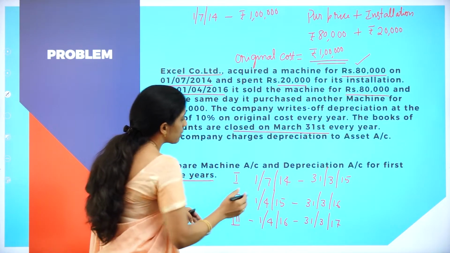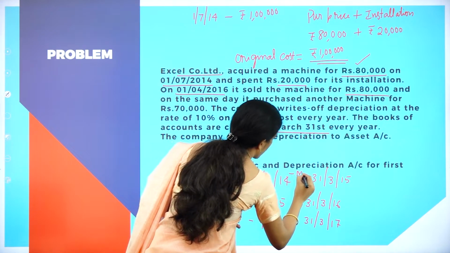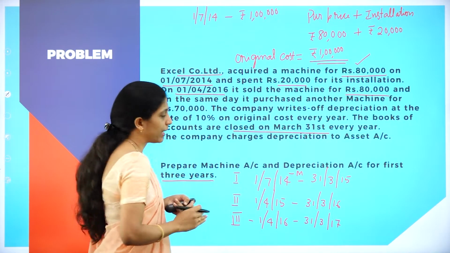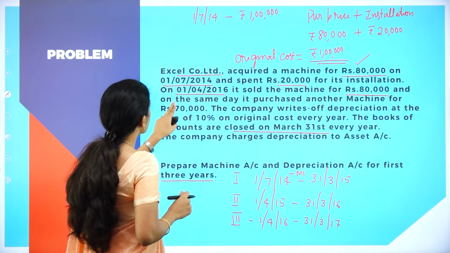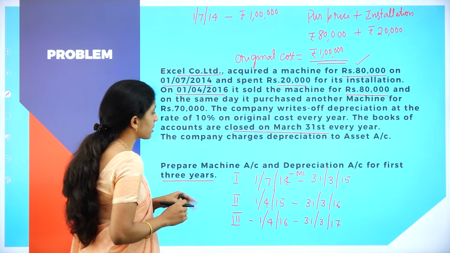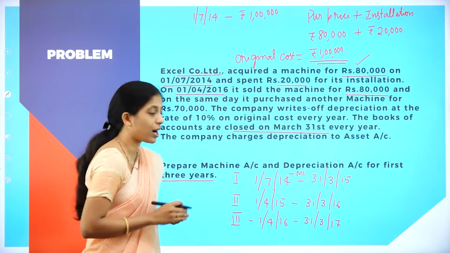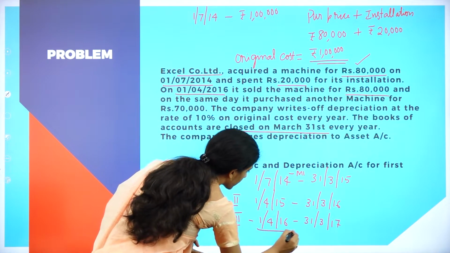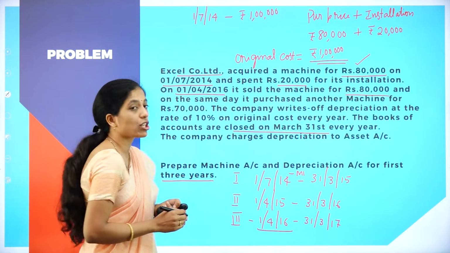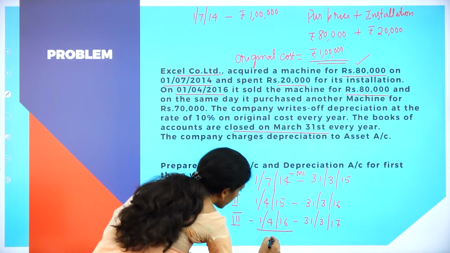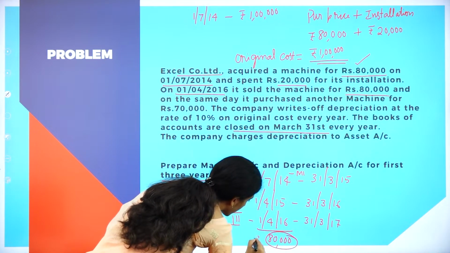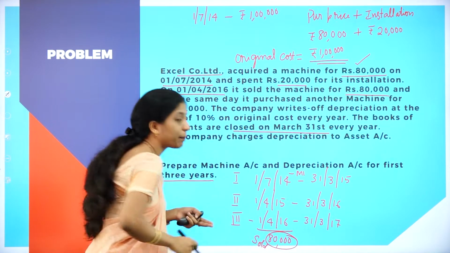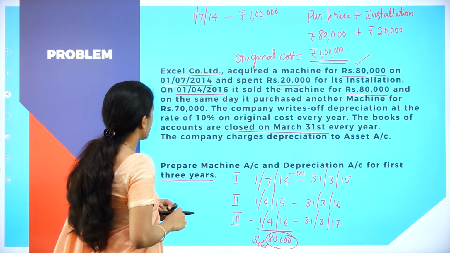On 1/7/2014 they purchased a machine. So let us take it as M1. So they have purchased a machine. Okay. Next, on 1/4/2016, what does that mean? In the last year, they have sold a machine for rupees 80,000. They have purchased it for 1 lakh, but they have sold it for how much? It is 80,000.